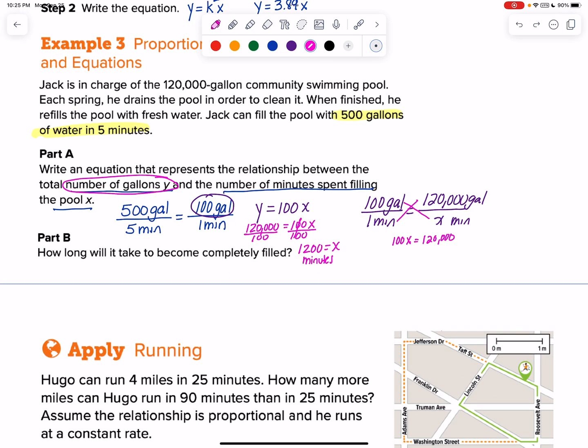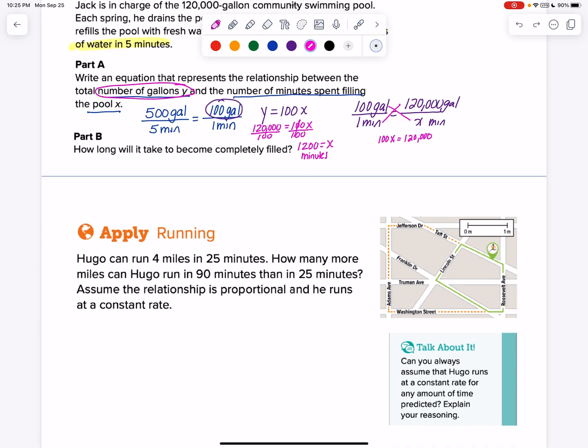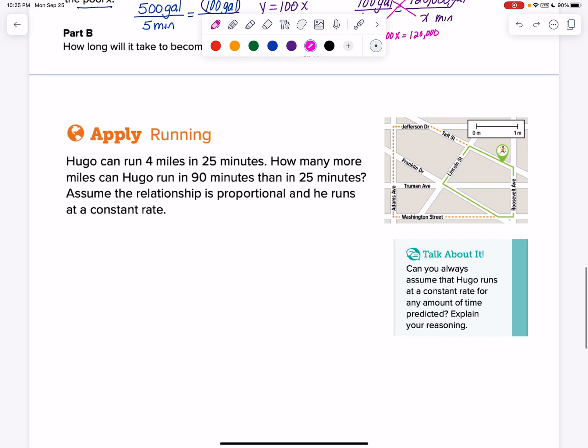So lots of ways to accomplish the same task. But either way, we have 1,200 minutes to fill that pool. And if you wanted to divide by 60, you could find out how many hours that would be. All right, let's go ahead and take a look at the apply.